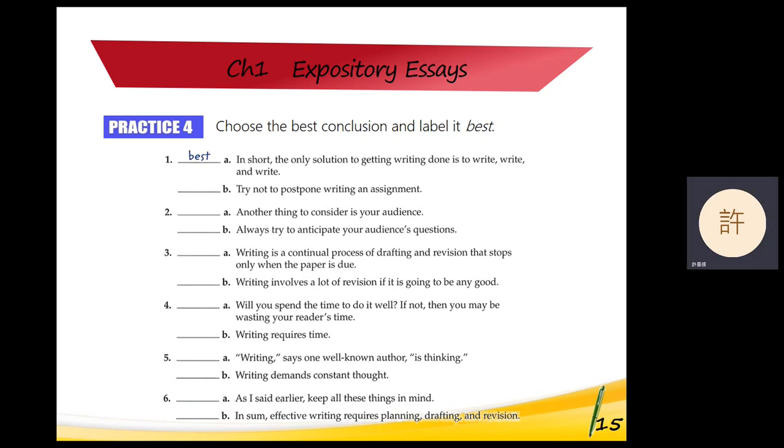Sentence A says writing is you do this, you do that, you do it again, until you're finished, right? Stops only when. So there's an ending. B says you have to revise again and again. It feels like A gives you an endpoint, but B doesn't tell you when to stop. So it feels like A might be the better conclusion. It's a better conclusion than B. Does that make sense? And also, A gives you a bit more information, drafting and revision, but B only says revision. And as we mentioned earlier, usually we like to give more information near the end of a paragraph or essay.